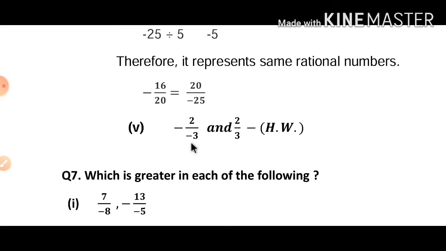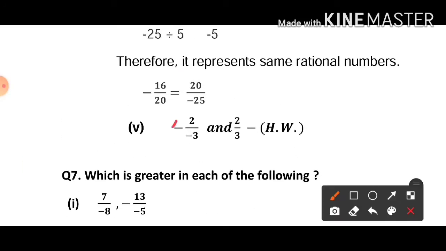This one you can see is minus 2 by minus 3. You can cancel out minus by minus. So 2 by 3 and 2 by 3 are both equal. It means it represents the same rational number.